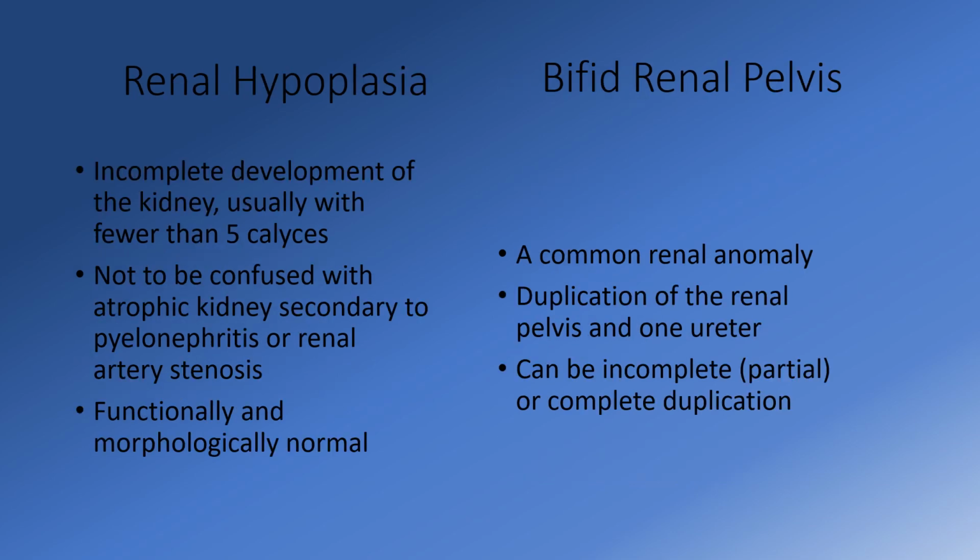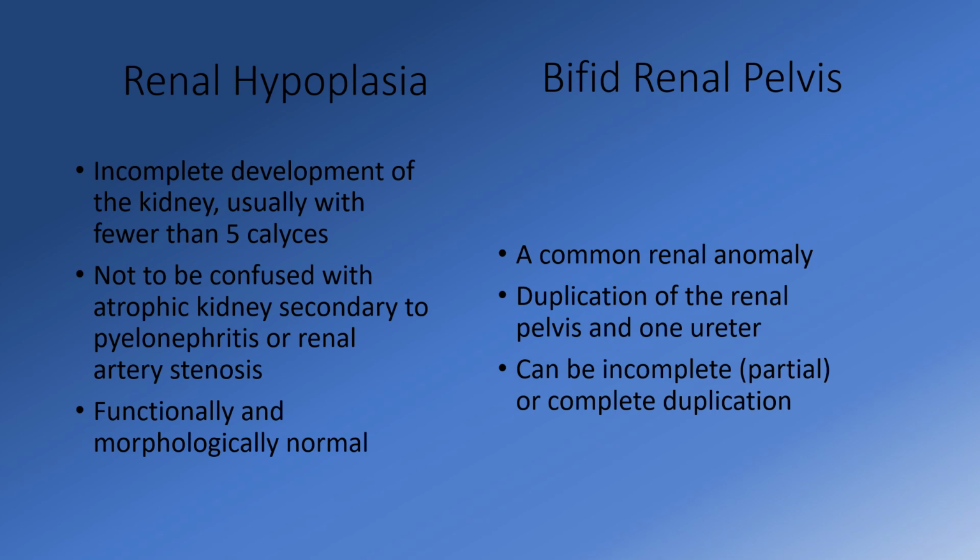Renal hypoplasia is different than renal agenesis in that the kidney does form, but it's going to have incomplete development of the kidney. So typically we had those 8 to 12 calyces. With renal hypoplasia, you're looking at probably fewer than 5 calyces. Now, functionally and morphologically, the kidney is normal. It's just small. So it works. It looks normal. It's just smaller than you would typically expect it to be.